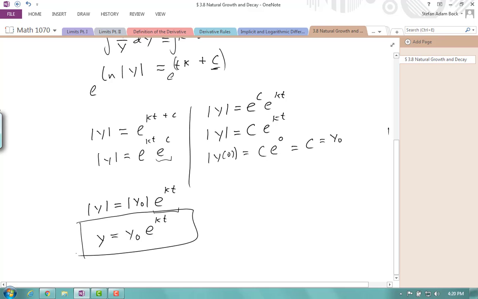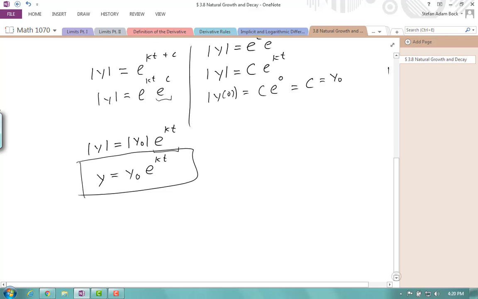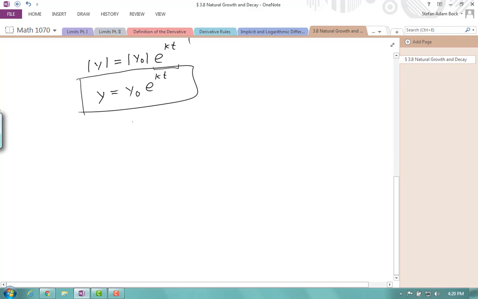And this formula here is going to be the governing equation for pretty much literally every problem in this section. This right here is a solution to the differential equation for natural growth and decay. What we'll notice here, if the rate constant is positive we will have growth. And if k, the rate constant, is less than 0, we have decay. If k is equal to 0, then, well, I'm not changing anything at all.